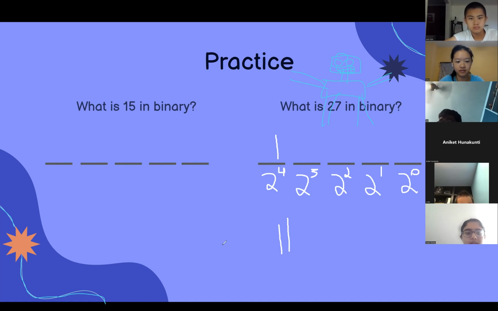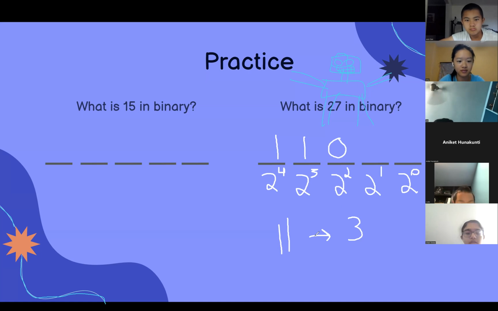Right. Good job. So 2 to the power of 3, which is just 8, fits into 11. After we subtract 8 from 11, we're left with 3. So how many 2 to the power of 2s fit into 3? Right, it's 0, because 2 to the power of 2 is just 4, and 4 is greater than 3.